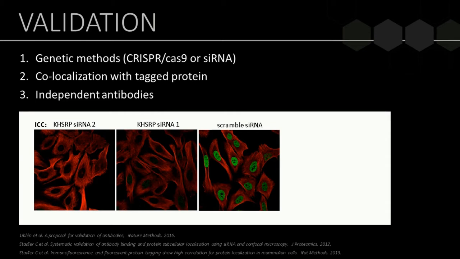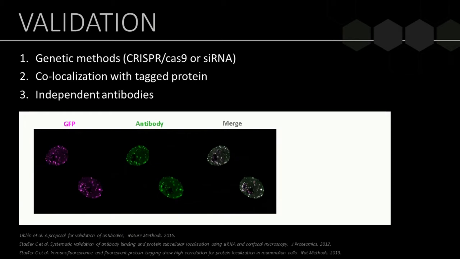We also use proteins that are tagged with GFP. As you can see in this image, GFP is shown in purple, and then we stain this cell with antibodies, and we want to have a good co-localization between the GFP and the antibody signal. Then we can also be fairly confident that the antibody binds the right protein.